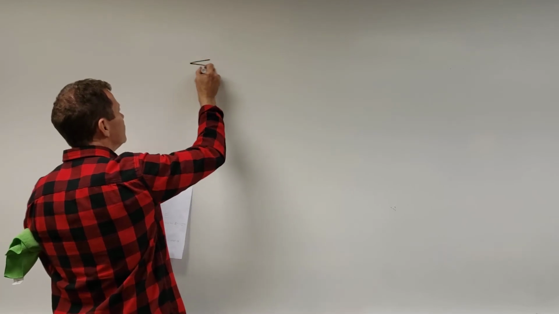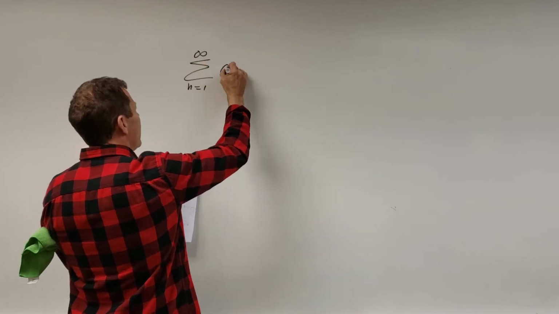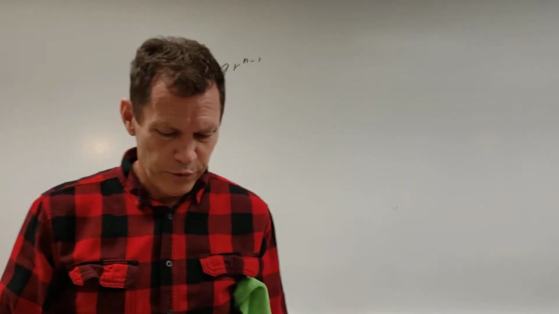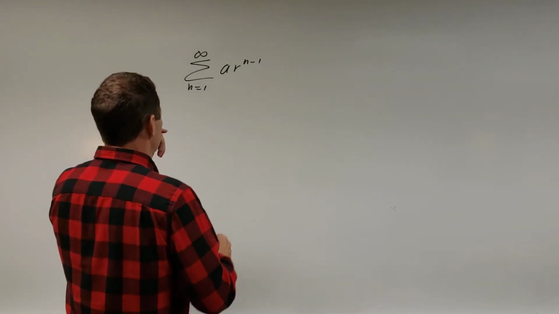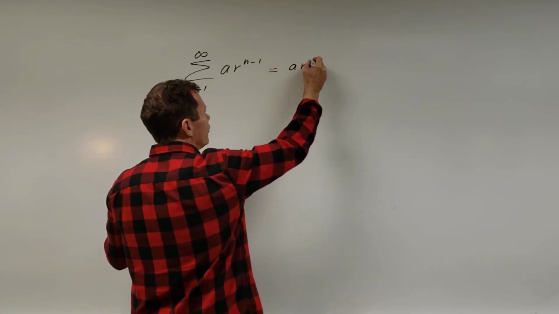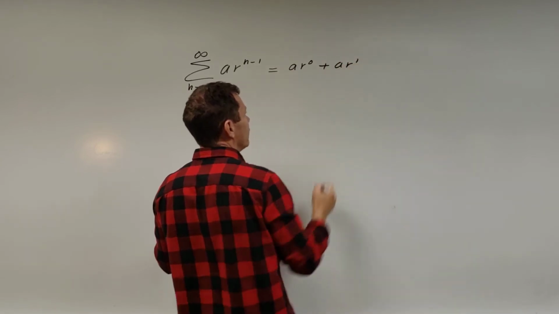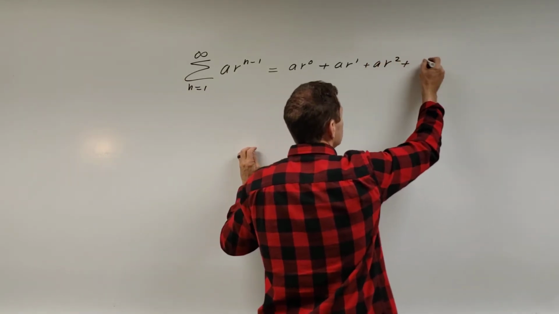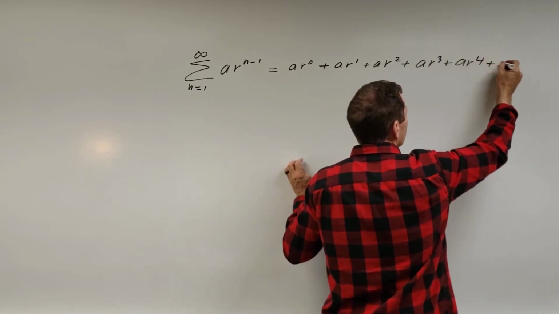It's a geometric series. So you've got the sum n equals 1 to infinity of a r to the n minus 1. Let's look at that one and see if we can figure out if this converges or not. Okay, so what would this be? Let's stick in n equals 1. That's going to be a times r to the 0, but r to the 0 is 1, so that's just a. And it's plus a times r to the 1. Sticking in 2, that's going to be a r squared plus a r cubed plus a r to the 4th plus, and just do that forever.